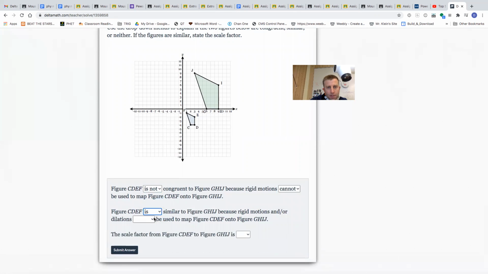Okay, it does look like they are similar. It looks like a dilation, but look at this side. This side's 1 and this side's 4. Look carefully which way it's actually going. It's going from CDEF to GHIJ. So that looks like it's growing. It's actually growing by a scale factor of 3, because this side's 1 and then it changes to 3. So be careful about which way you're going there. They are similar.